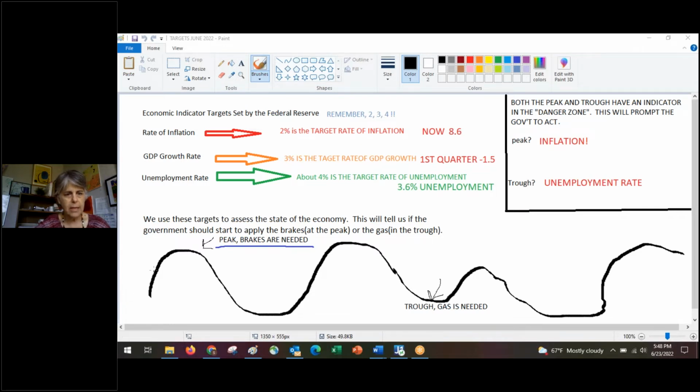So as you can see, this is just an approximation that I drew of the business cycle. The business cycle has peaks at the very top and troughs at the very bottom. This is contraction, and then this is expansion.